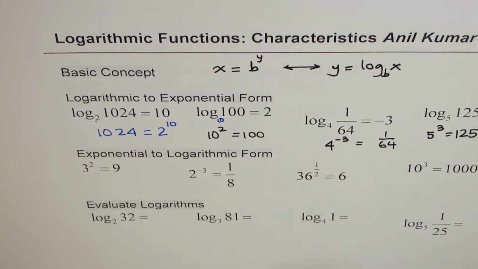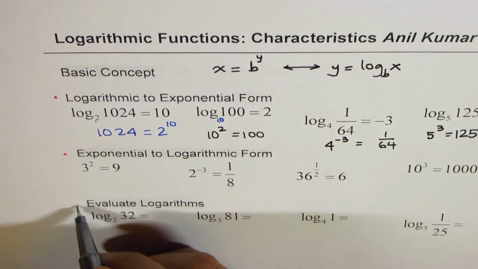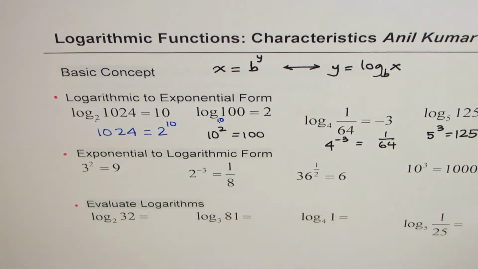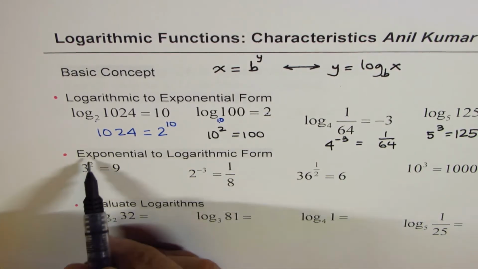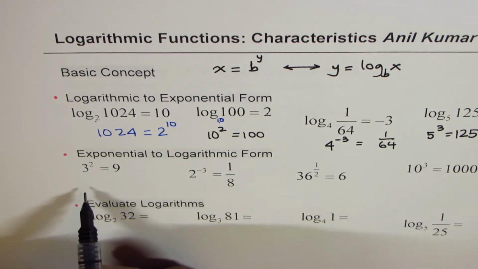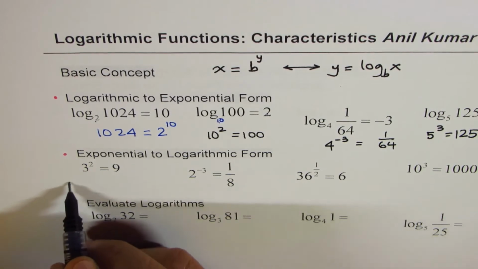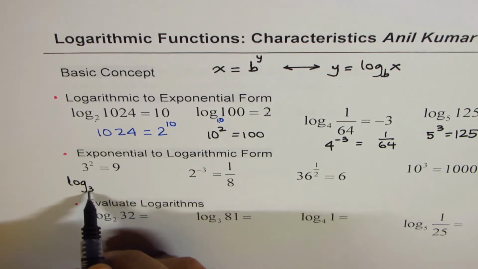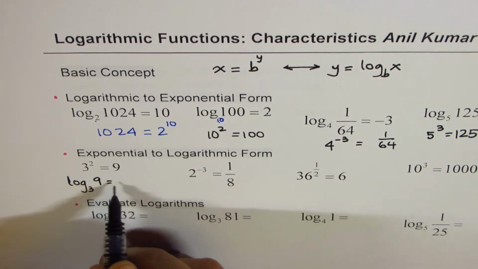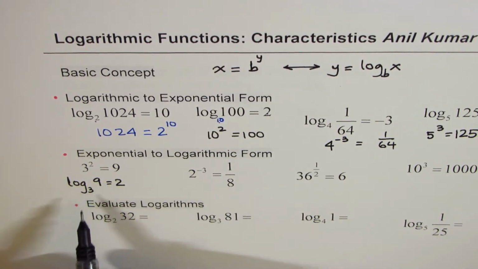Perfect. Now let's take up the next example in which we will write exponential equation into logarithmic equation, right? So 3 squared is 9, you know it. 3 is the base, 2 is the exponent. Now if I have to write this in logarithmic form, I'll maintain the base 3. So I'll say log to the base 3 of 9 is 2. Do you get it? That is how we write it.